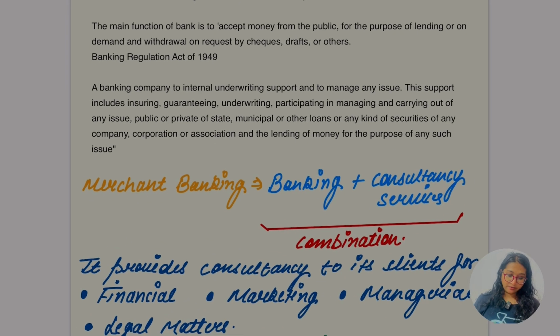So yes, we are going for merchant banking first. This is the combination of banking and consultancy services. We know what the bank does, the functions of a bank we already read in the Banking Regulation Act 1949. The main function of a bank is always to accept money from the public and lend it. Further there are many other functions also, but this is the main primary function done by the bank sector. Merchant banking is the combination of banking and, second, they are also providing consultancy services.